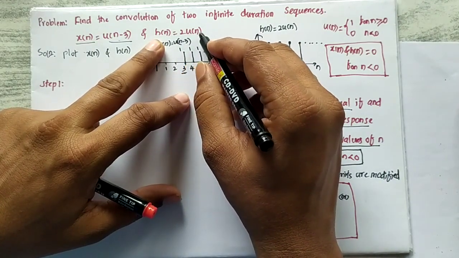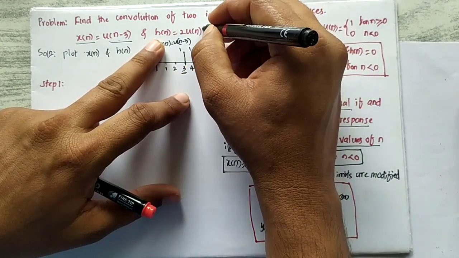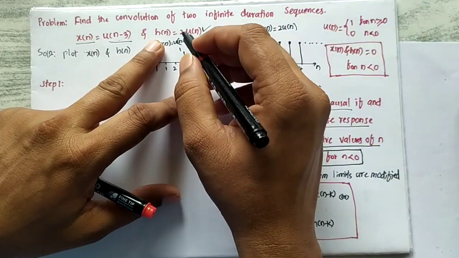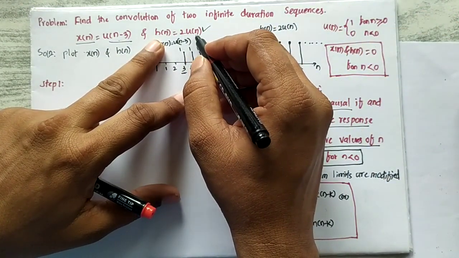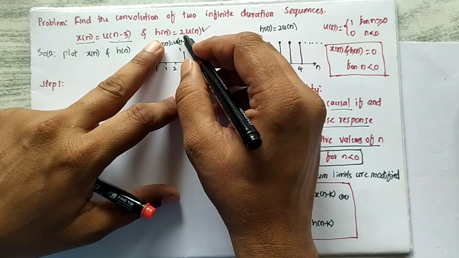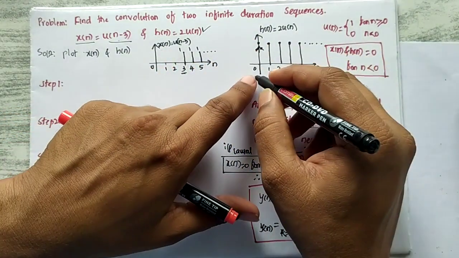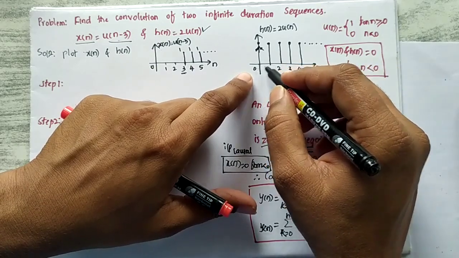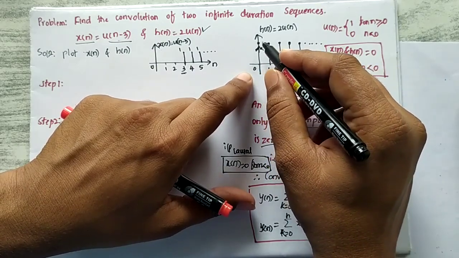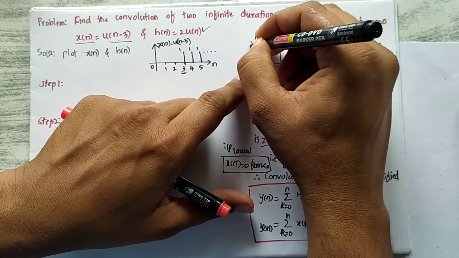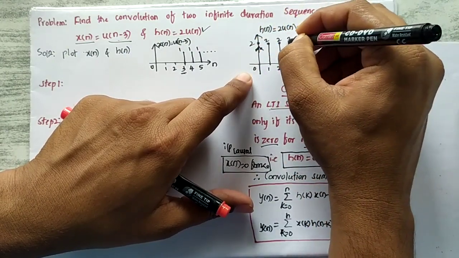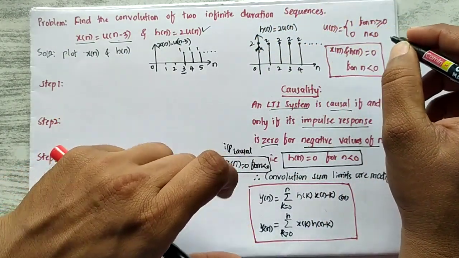It is 2u of n. Okay, so it is related to the amplitude scaling, wherein whatever the amplitude of the u of n is, that will be multiplied with the 2 for all the values of n. So here n varies from 0 to infinite. So for every amplitude, it will be doubled now. So it is 2 here. This is 2, this is 2. Okay, and it goes to infinite.